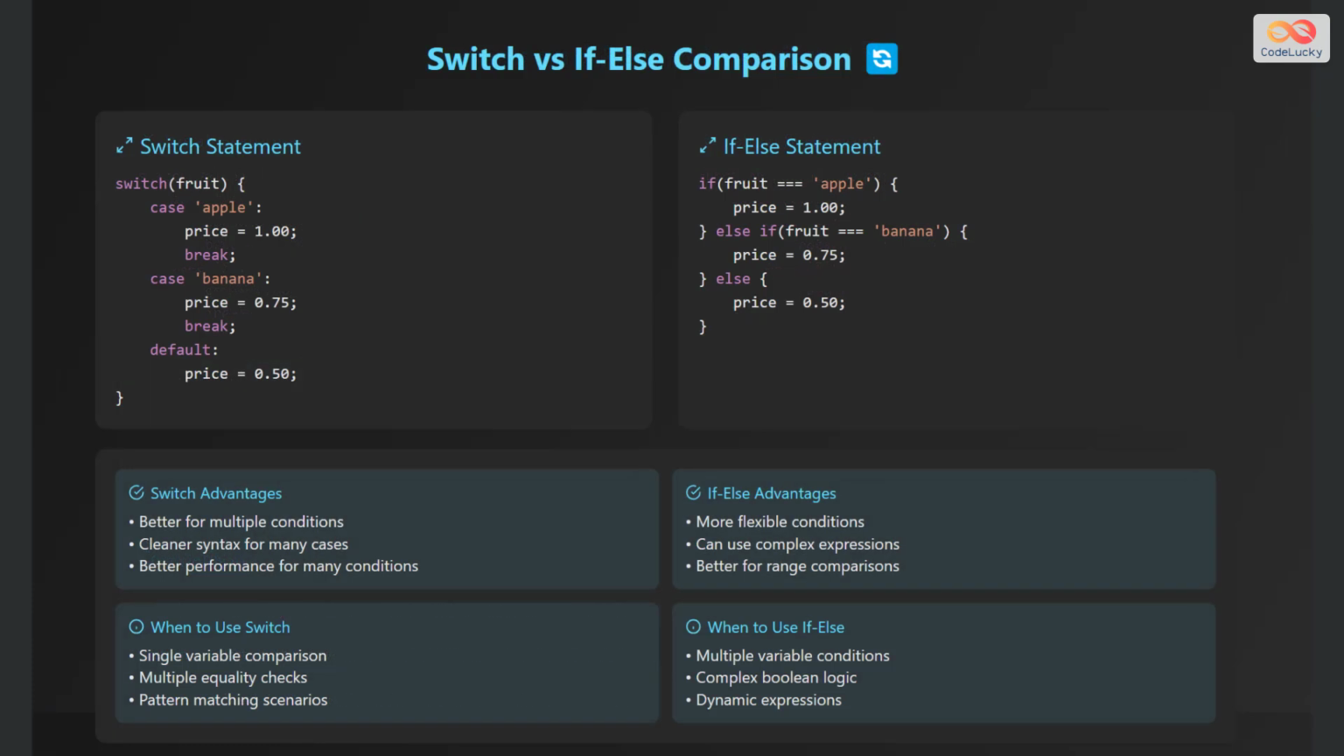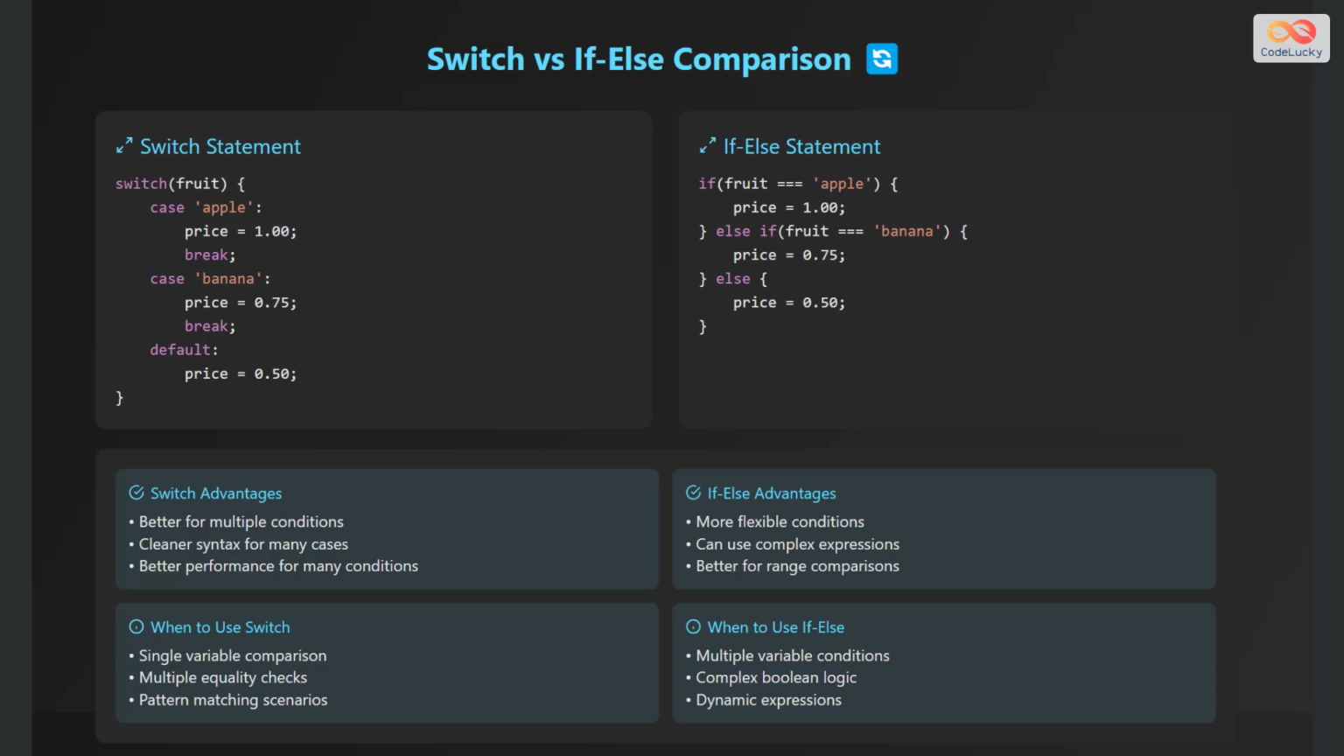Both switch statements and if-else blocks are used for making decisions in code. Switch statements are better when we are comparing a single variable against multiple values. Switch syntax is cleaner when there are many cases and can also be more performant in those cases. If-else blocks are more flexible and can handle complex conditions, multiple variables, and range comparisons. Switch is the right choice when the comparison involves a single variable against multiple equality checks. If-else statements are better when dealing with complex conditions with multiple variables and range comparisons.